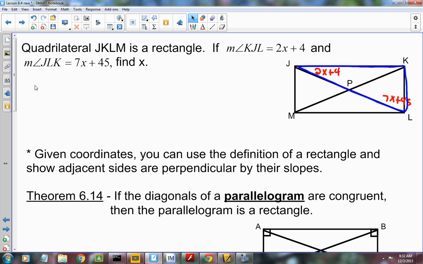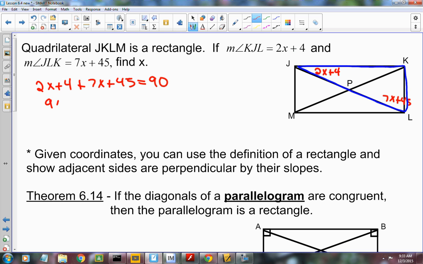You could even add all three of them together and set it equal to 180 if you didn't remember that, right? So we know that all the angles are 180. So we can eliminate a step here and just add them together and set them equal to 90. So we have 2x + 4 + 7x + 45 = 90. So that gives me 9x + 49 = 90. Subtract 49 from both sides, and divide both sides by 9. And that ends up being 4 and 5 ninths.